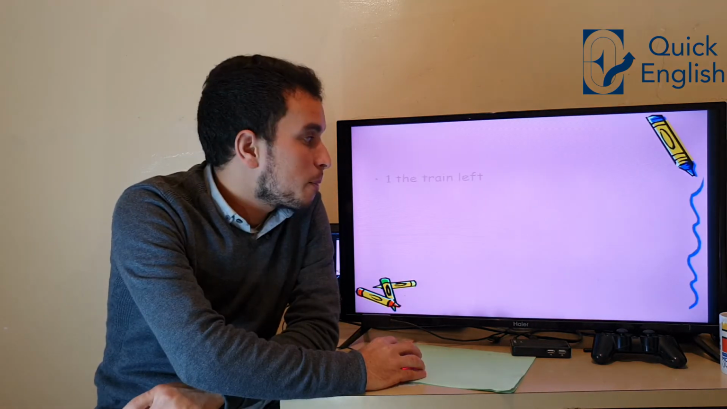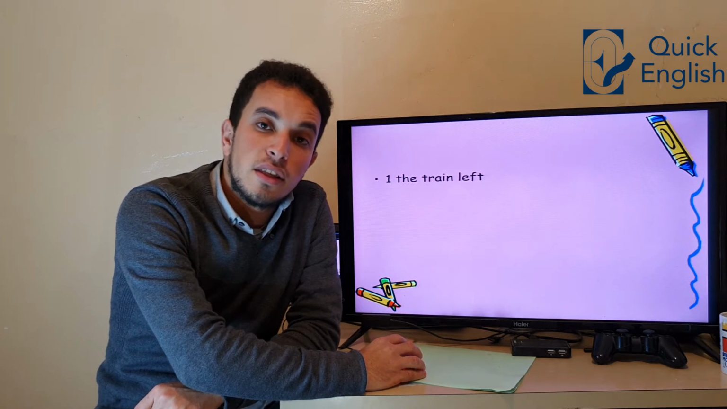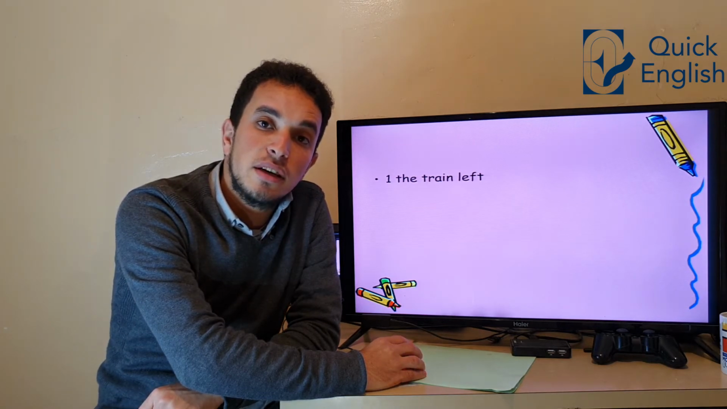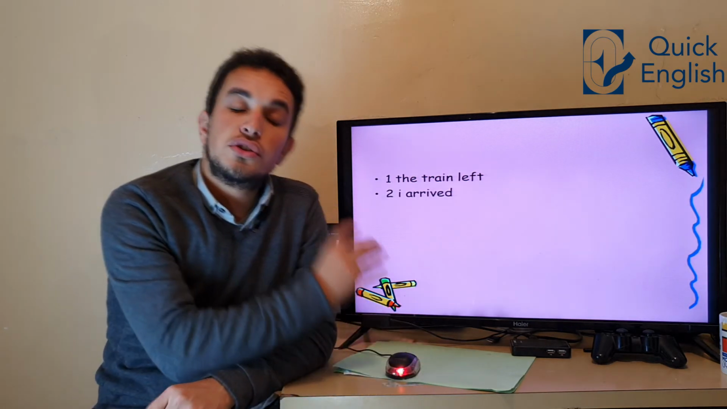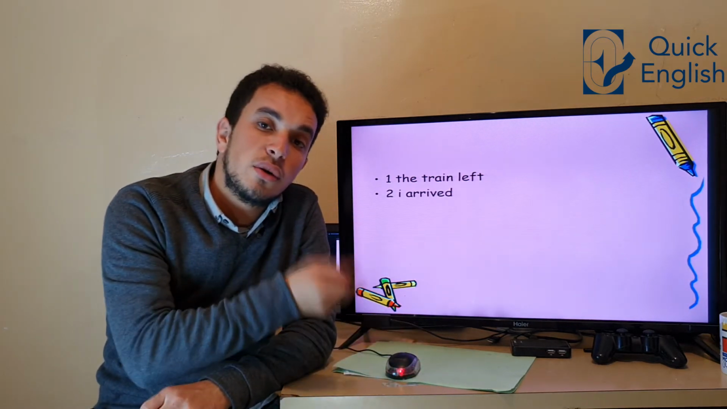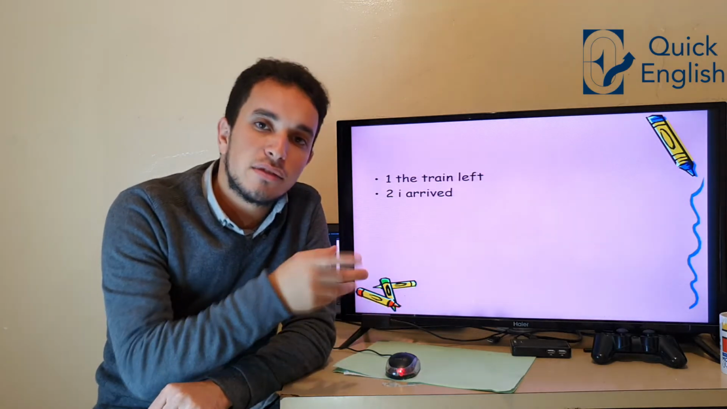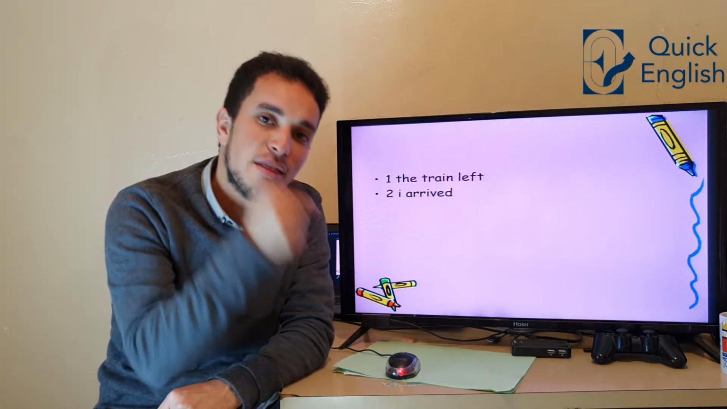Another example here: the train left. This is the first action that happened in the past, and then I arrived. So the train left, I arrived. Did I arrive first or did the train leave first? Of course, the train left first and then I arrived.